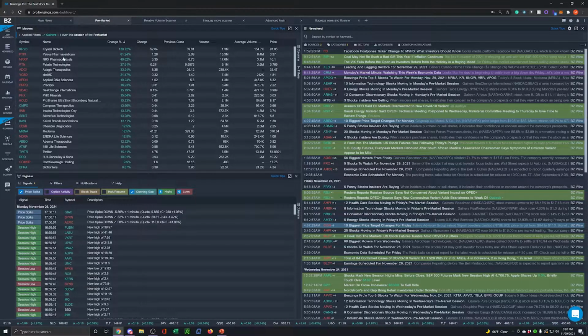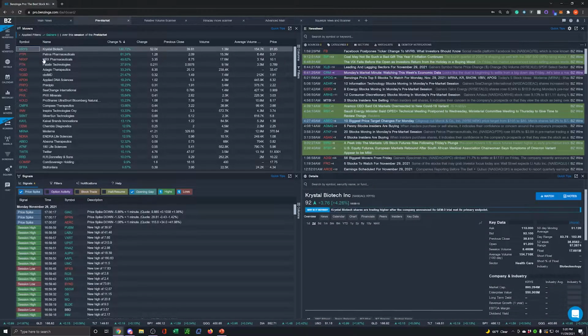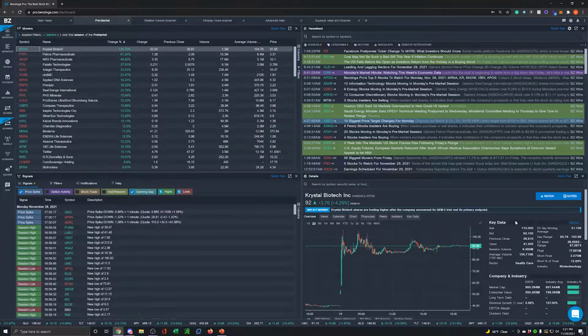That's easy. Most of the time when you click on the ticker, you're going to get an extra newsfeed that's going to show you the basics, the fundamentals of it, right? Just like a little overview of the stock. And it shows you potentially why it's moving. So today, shares are trading higher after the company announced its GEM-3 trial met its primary endpoint.